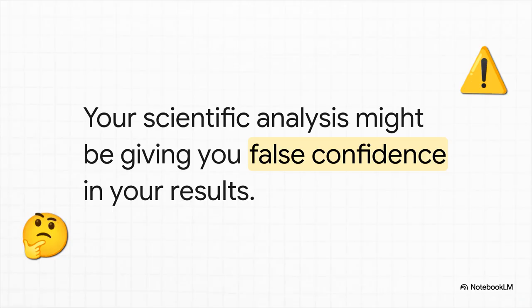The very software that's supposed to help us find meaning in all this complex data could be, well, unintentionally leading us astray. It can make a scientific discovery seem way more certain than it actually is. So the big questions are, how is this even happening, and what can we do about it? All right, let's dive in.